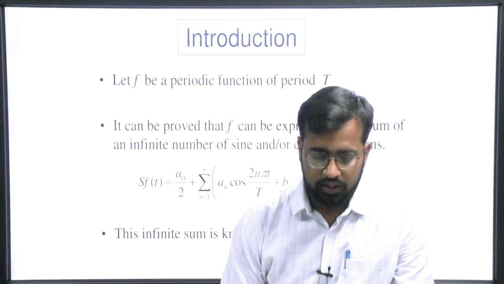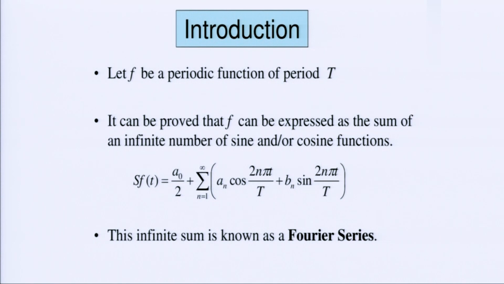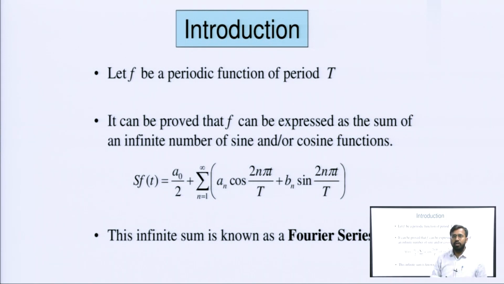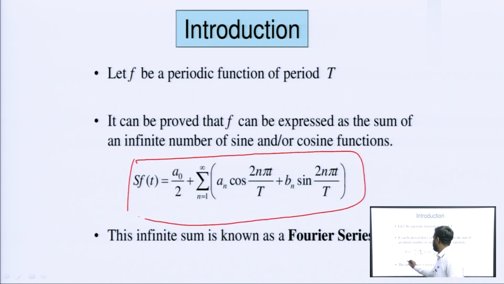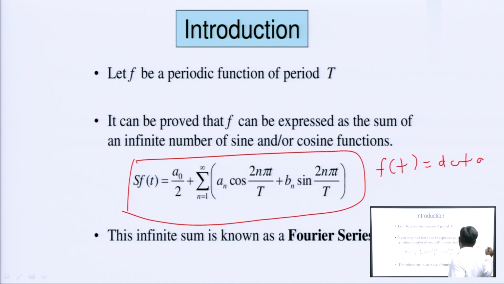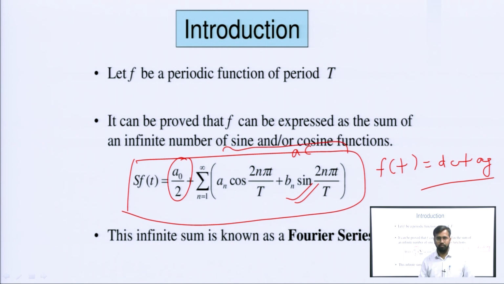Now, what is the condition? The foremost condition is that we can represent only those functions which are periodic. Only a periodic function can be represented in the Fourier expansion. This is the formula. What I have told you is that the function should be DC plus AC. So, this is the DC value and this much is the AC value. Okay.